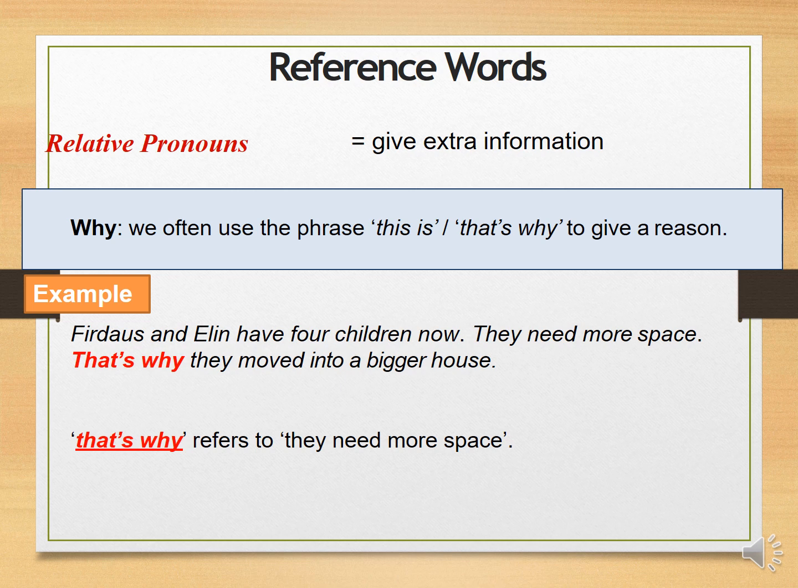Firdaus and Elin have 4 children now. They need more space. That's why they moved into a bigger house. So what is the reason? What is the reason that they have to move into a bigger house? So the reason is they need more space.